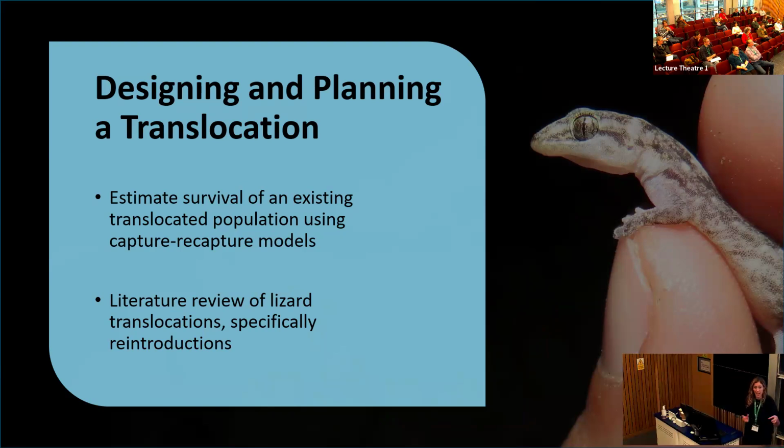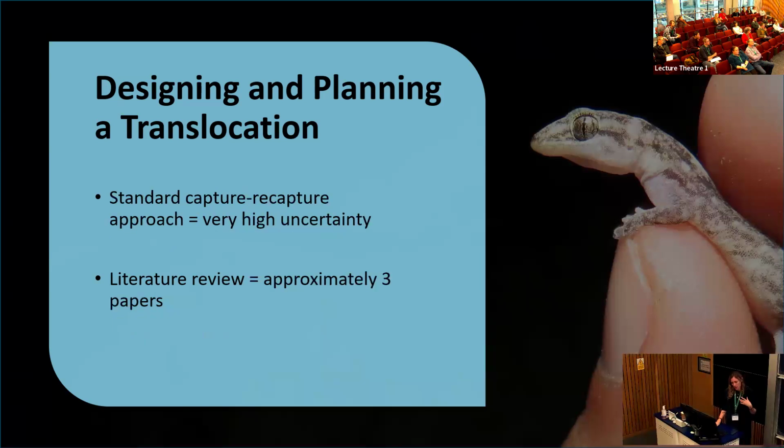So in terms of planning, what we wanted to do was estimate the survival of one of the other populations that had been translocated in 2011. It had been translocated to a predator-free island, so it was a slightly different system, but it was still a good model of how the population grows when you put them somewhere new. I also wanted to do a literature review of lizard translocations.